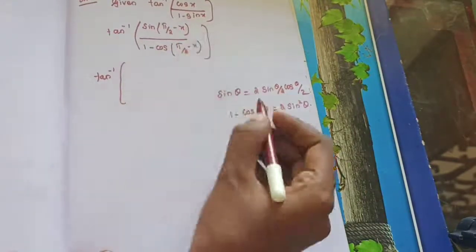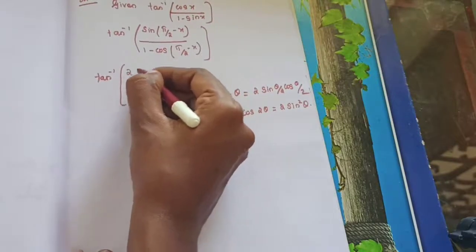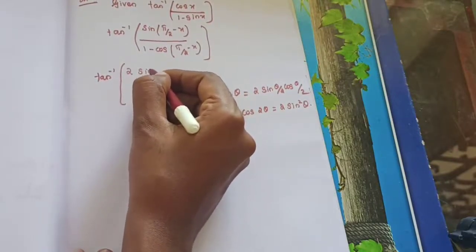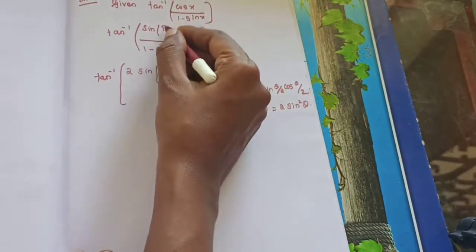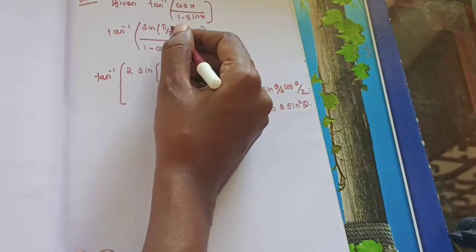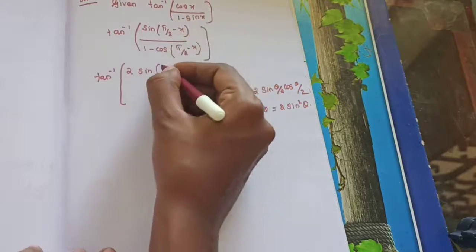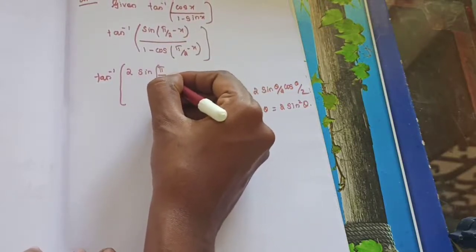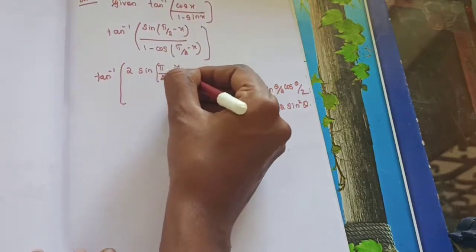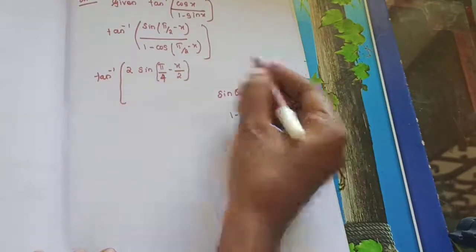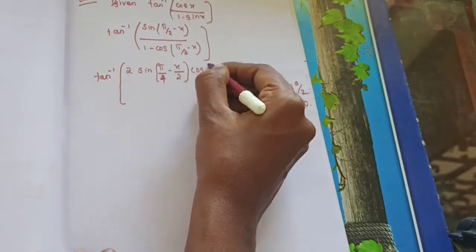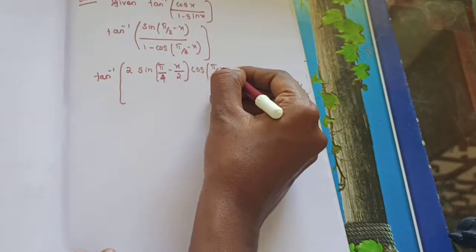2 sin theta, sin theta. So 2 sin theta by 2, is it right? So theta by 2 means pi by 4. Theta by 2, is it right? So pi by 2 by 2. So pi by 4 you will get, correct? Pi by 4 minus, here also x by 2 you will get. Same as that cos. So cos of pi by 4 minus x by 2.